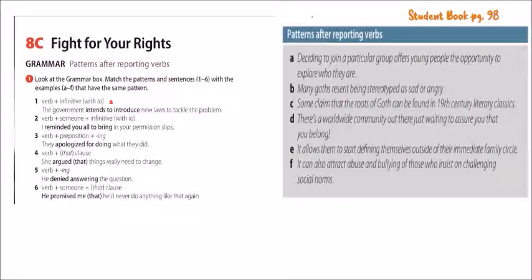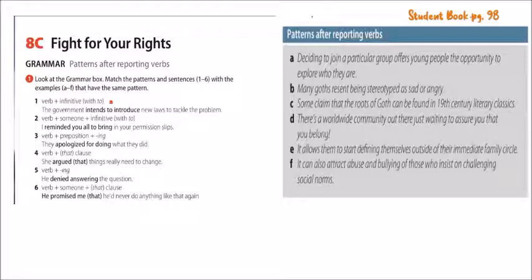Okay, so let's go ahead and check them together. Number 2, we have verb plus someone plus infinitive with to. So we have an example: I reminded you all, that would be the someone, to bring in your permission slips. Okay, now the someone is the object, right? So which sentence from A through F would be an example for rule number 2?